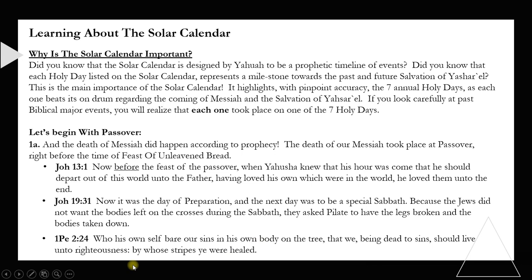So our last scripture to solidify this thought is 1 Peter 2:24. Who his own self bare our sins in his own body, on the tree, that we, being dead to sins, should live unto righteousness, by whose stripes ye were healed. So this shows you that the Passover that Messiah was crucified on was the Passover that was foretold in the book of Exodus. The same time frame that Passover was taking place when the children of Israel left Egypt is the same one, the same day that our Messiah was crucified on.